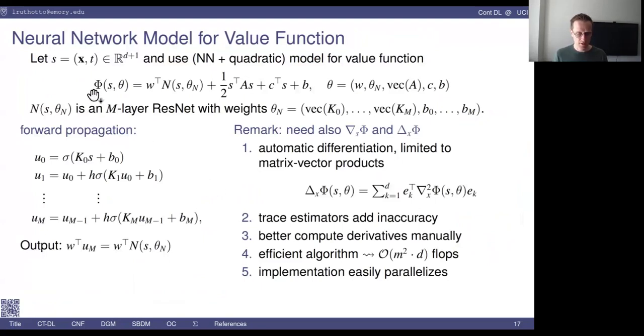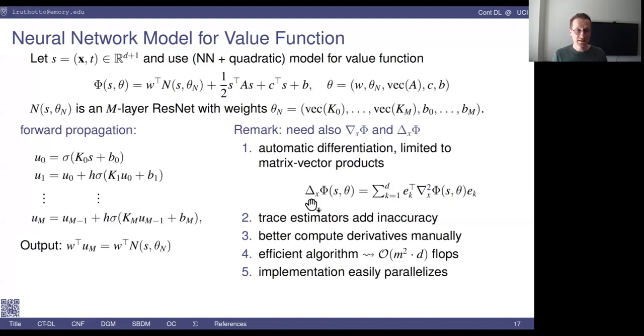So you model this value function as a neural network that has a scalar output. You can use your favorite way of doing this. We use residual networks, as I introduced before. And then you need gradients and you need Laplacians. That may be a little bit tricky, because gradients are easy. Automatic differentiation has really matured over the last years. Everyone has it now.